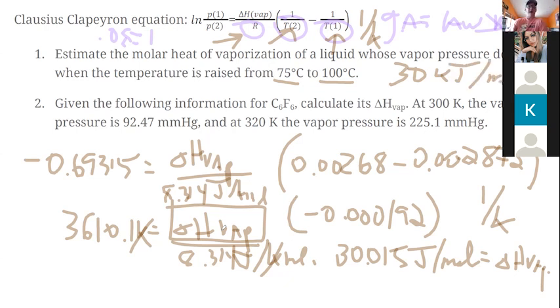So notice we wound up with a positive, right? We had negative on each side. We had a negative here, and we had a negative here. And so you end up with a positive. And that's what you want, because it takes heat to vaporize something from liquid to a gas. That's a positive thing. You need to add that heat in there. That's a positive. So if you wind up with a negative, you've probably done something wrong. Go back and double check.